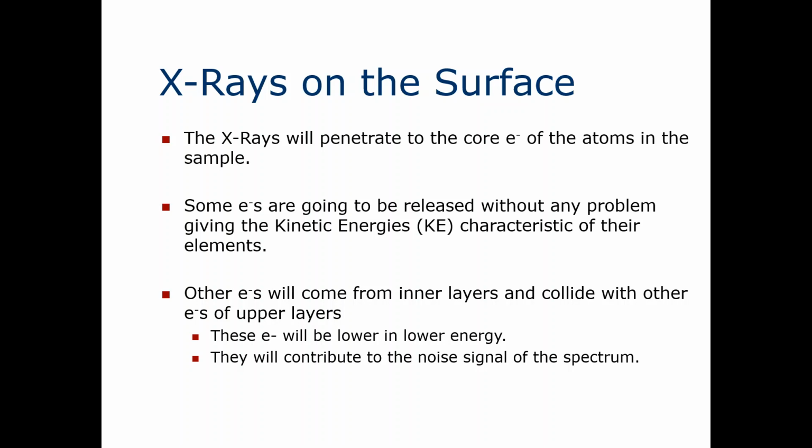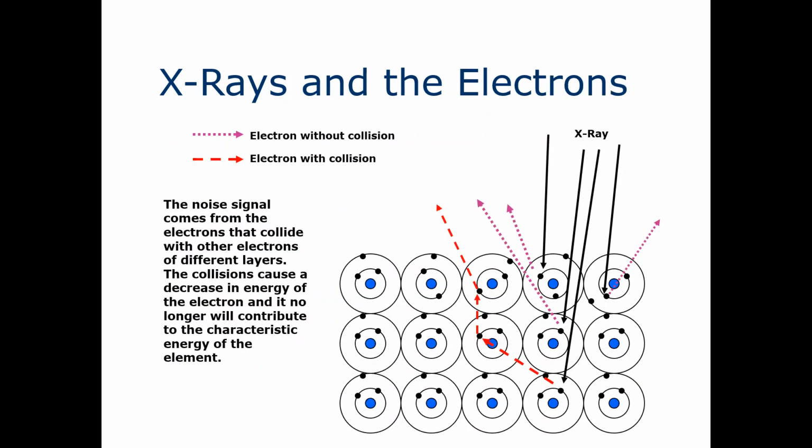We're talking about the electrons from the inner layers of the atom. They will be ejected, but once they are ejected they will interact with the electrons of the upper layers. What is their role? They will be counted only as noise signals during the XPS analysis.